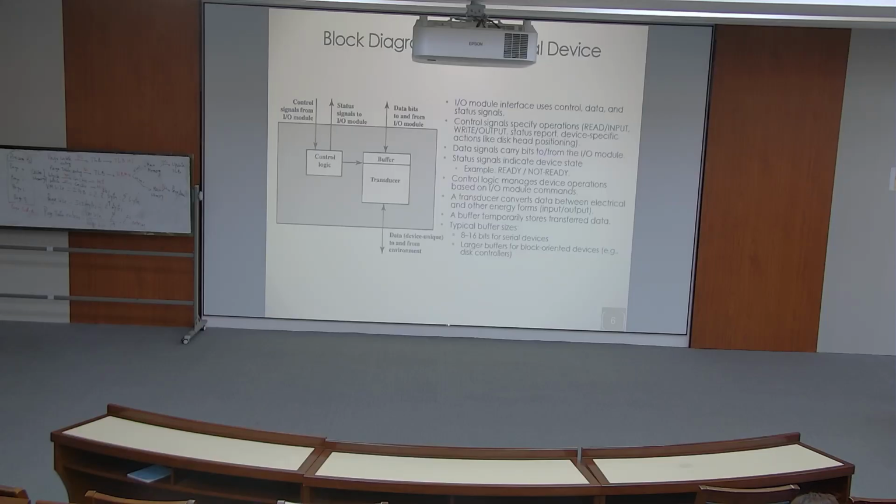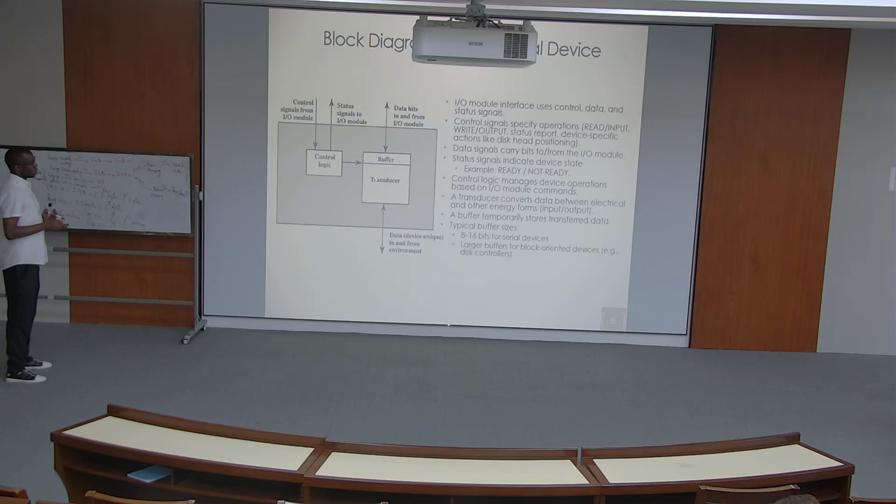Transducers convert the data between electrical and other types of energy forms from the input-output devices. So this is mainly the block diagram of the external device, which includes the control logic, which will receive the control signal from the input-output module, and the control logic will reply with the status signal to the input-output module, and we have the data that needs to be transmitted to or from the input-output module.